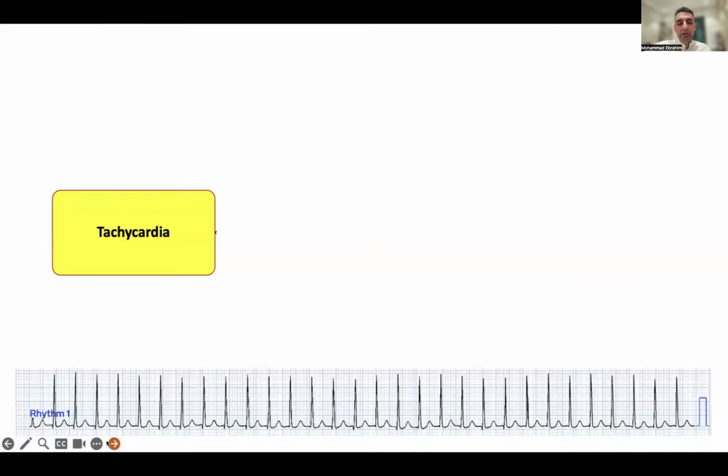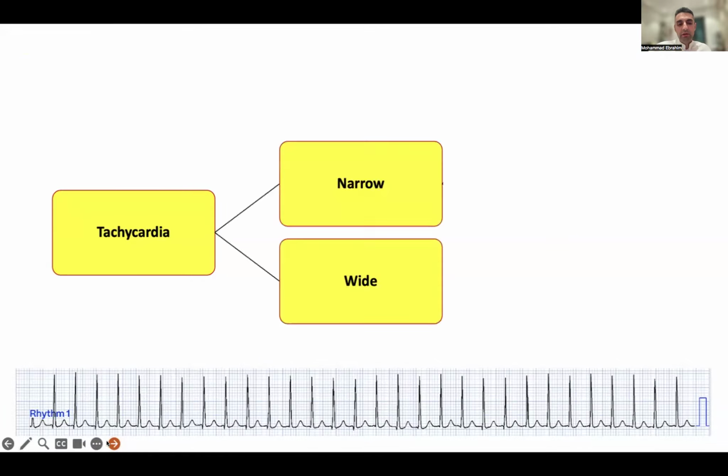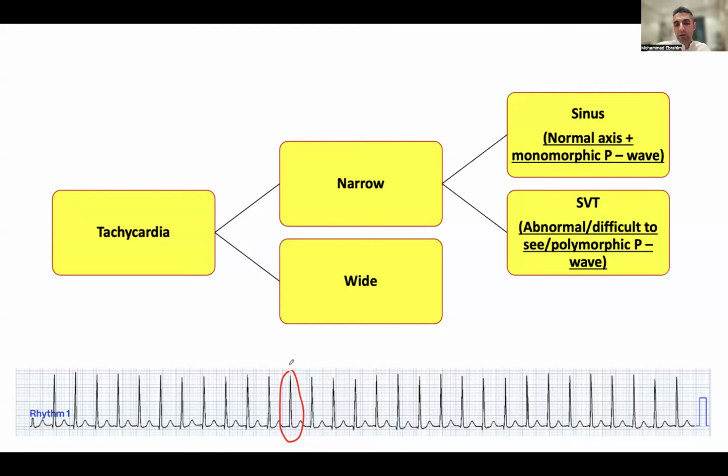When you encounter tachycardia, this is how you should think through it. First of all, you analyze the heart rate. The heart rate is tachycardic. Then immediately you ask the question: is it narrow complex tachycardia or wide complex tachycardia? Obviously, in this case, the QRS is nice and narrow, and then you have only two main differentials, or, to simplify things, either it's sinus tachycardia or supraventricular tachycardia.